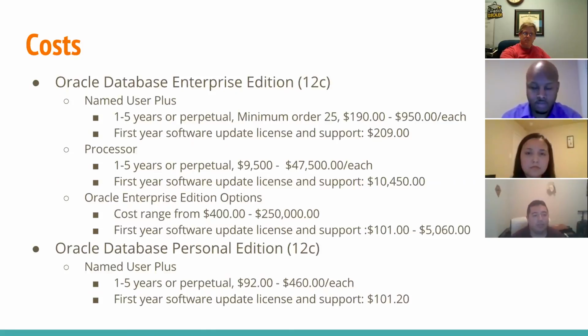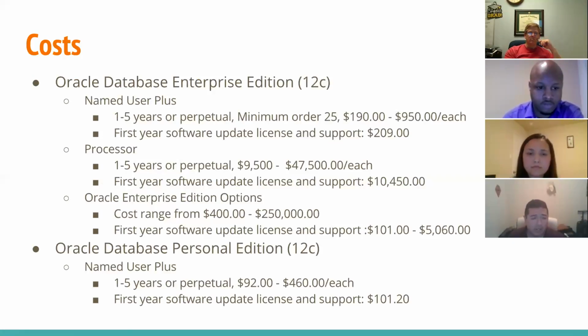So the Oracle Database Enterprise Edition 12c, the cost for the Named User Plus is 1 through 5 years for perpetual minimum order of 25 at $190 to $950 each, I guess, for each license. For the first year, software update license and support is $209. For the processor costs, again, 1 through 5 years for perpetual, $9,500 to $47,500 per each.